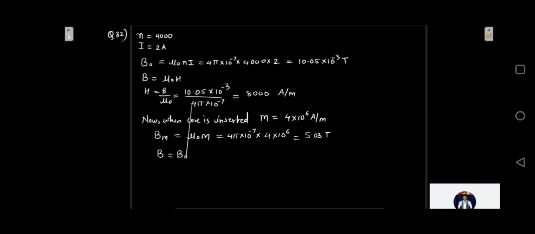So the total magnetic field will be the magnetizing field, that is B naught, plus the field due to magnetization. Add them together. It is going to be 10.05 into 10 raised to minus 3, which will be very small, plus 5.03. So that is going to be approximately equal to 5.03 Tesla.